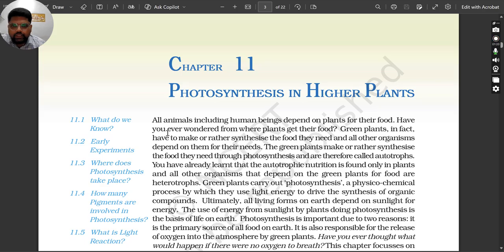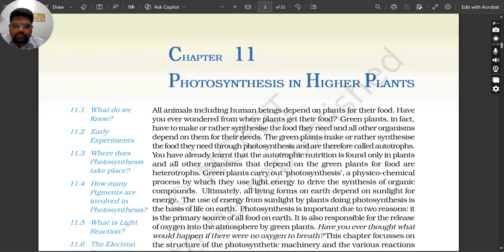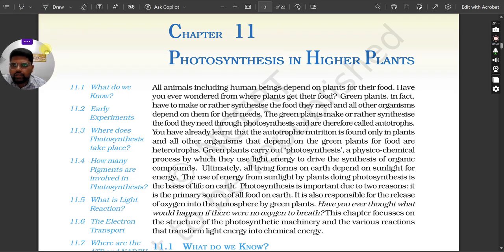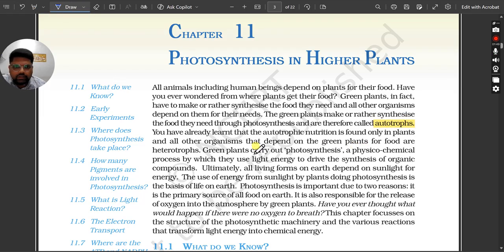All animals, including human beings, depend on plants for their food. So the first introduction part just says that the green plants are autotrophs because they can do photosynthesis. They can produce their own food. That's why they are called autotrophs.